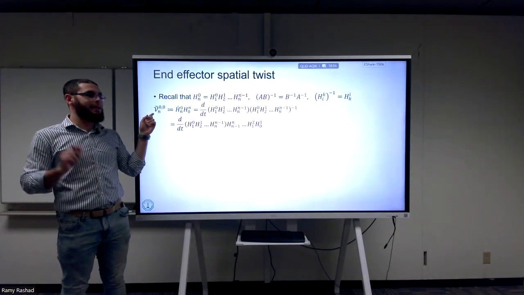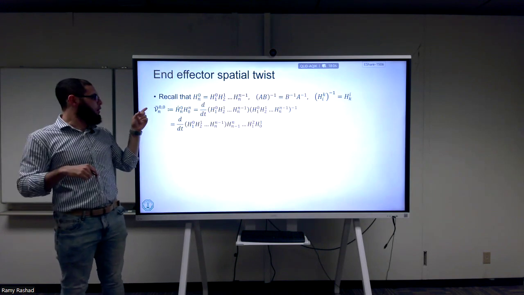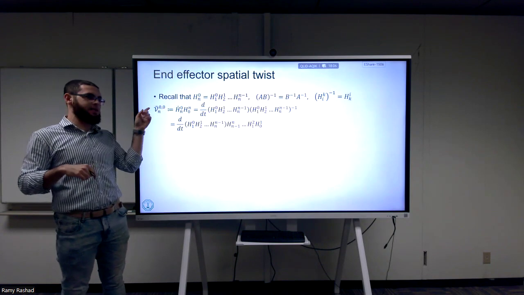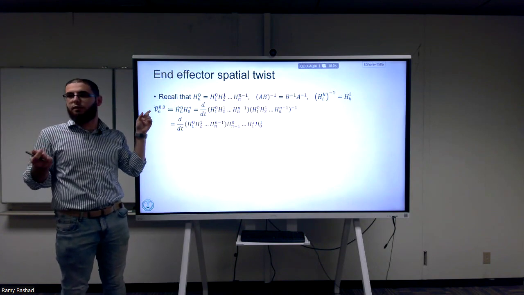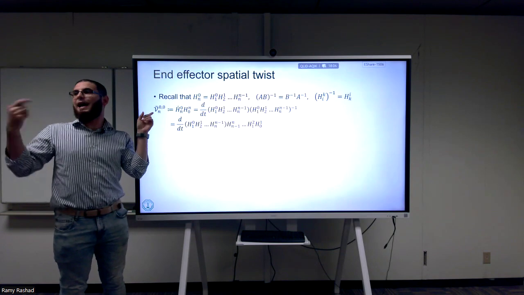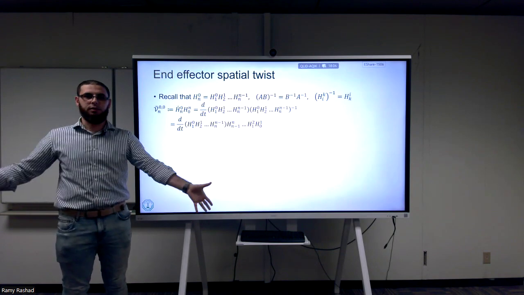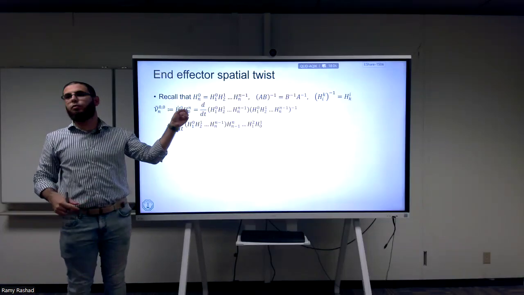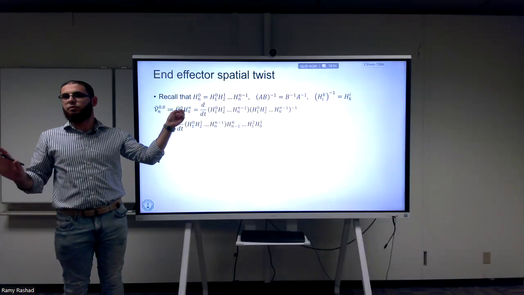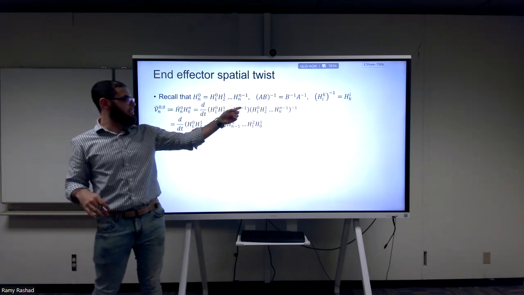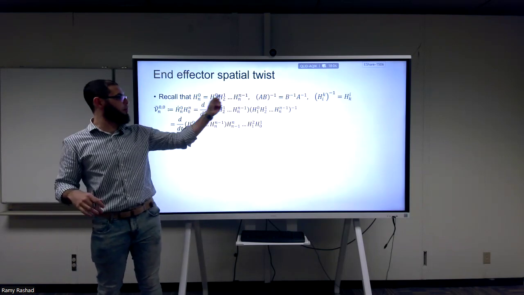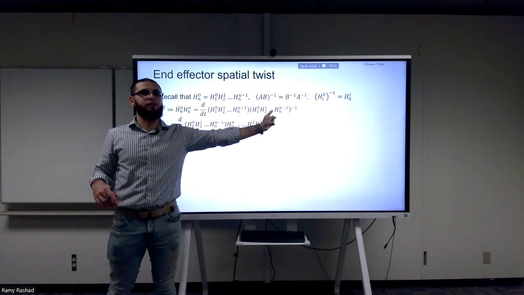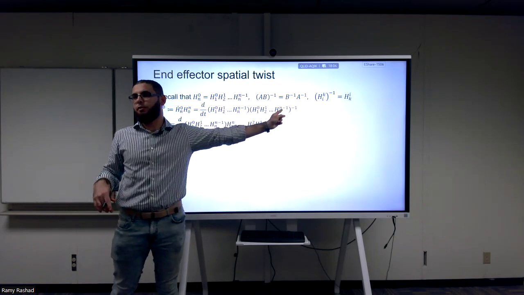How do we define the tilde form of the twist of the n frame with respect to the 0 frame expressed in the 0 frame, which is the spatial twist? So this is the twist of the end effector with respect to the fixed world expressed in the fixed world. How do we calculate it? Again, h dot multiplied by h inverse, right? So h dot is simply the time derivative of this expression from here. And the h inverse is simply the inverse of all of these homogeneous transformations multiplied by each other.